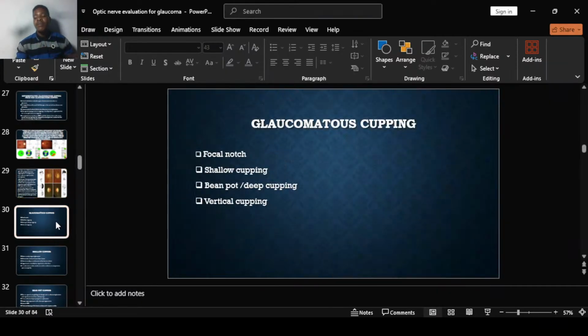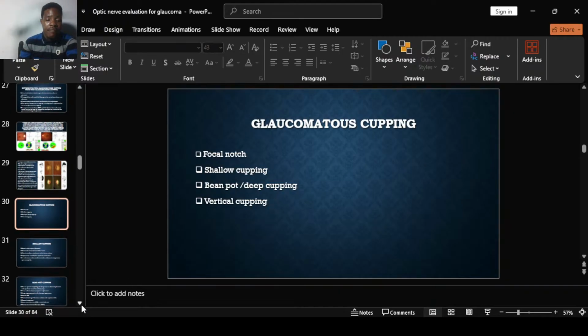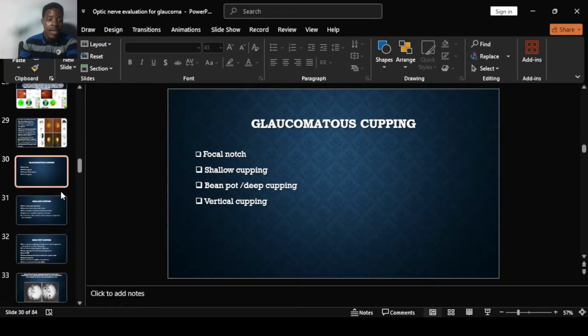So having known the difference between glaucomatous and non-glaucomatous, let us look at glaucomatous cupping effectively. In this place we have focal notch, shallow cupping, beanpot or deep cupping, and vertical cupping. These are the types of cupping we'll see in the clinic.